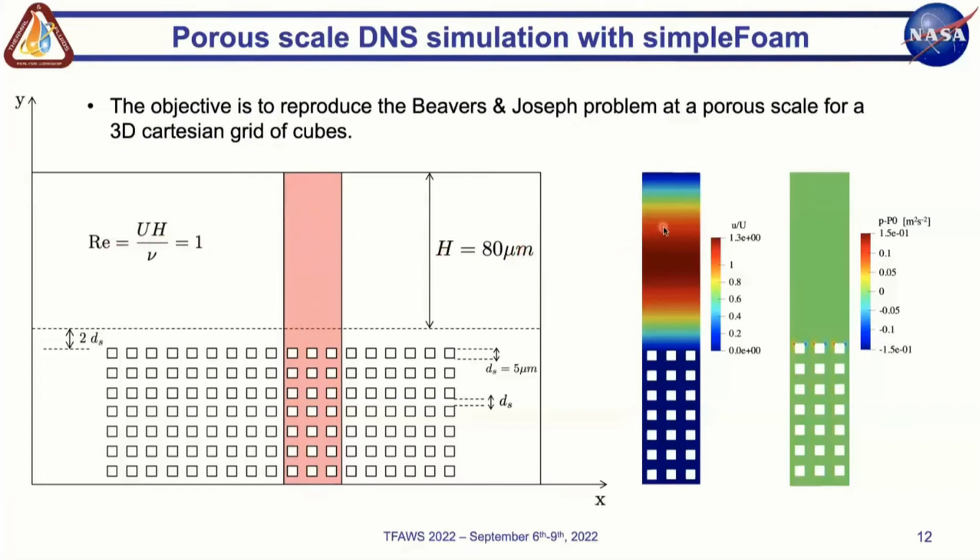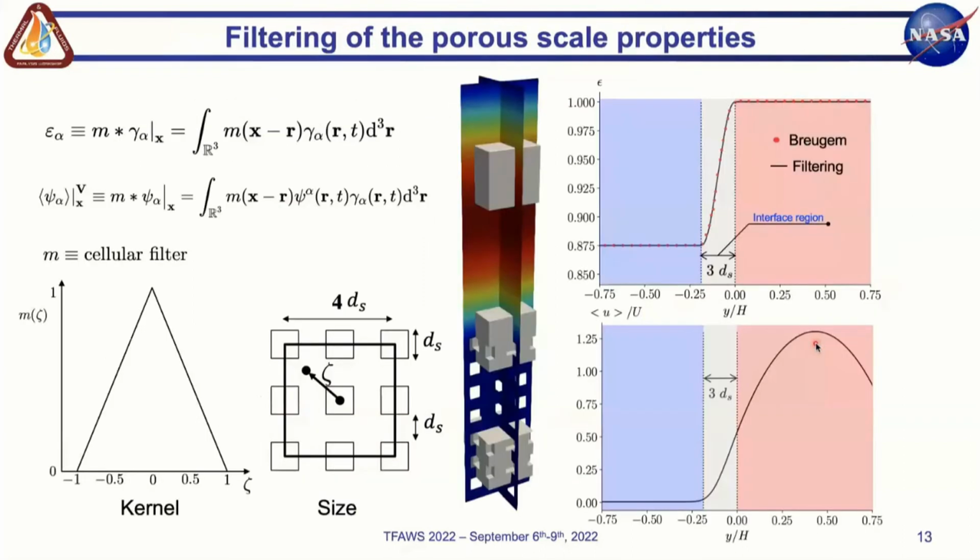So these are the results. You can see that the velocity in the porous region is almost zero. And in the free fluid part, it's kind of a quasi flow, as in the macro scale results that I've shown previously. And here I'm showing the pressure variation. You can see that at the interface between the fluid and the porous medium, there are some effects on the pressure as well. So once you have these DNS simulations, what we can do is filter these results.